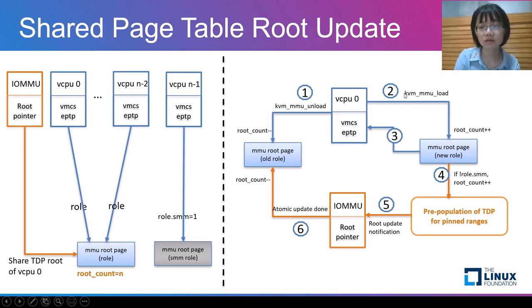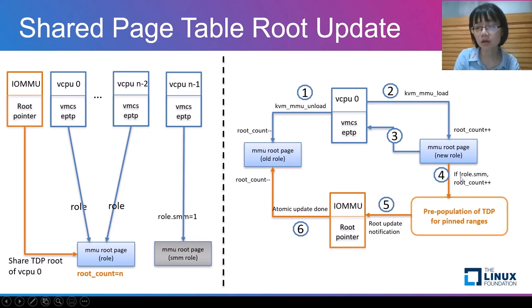When vCPU 0 wants to switch its MMU root, the right side diagram shows how it is done now. At first, vCPU 0 needs to call the KVM MMU unload to decrease the root count of the old MMU root page. And then it can call the KVM MMU load to increase the root count of the new root and update the EPTP in the VMCS.